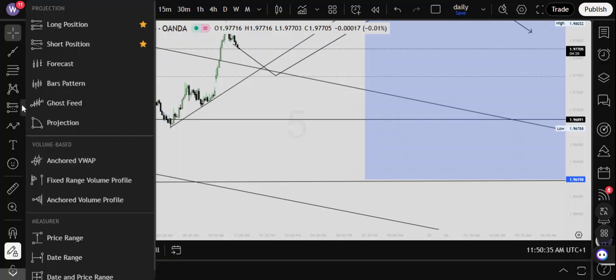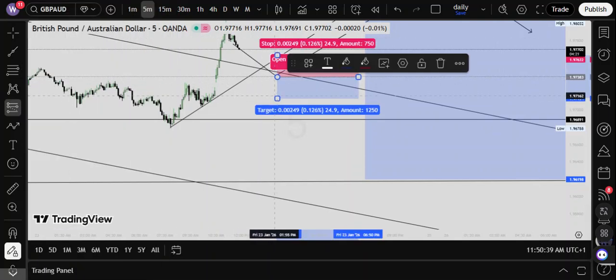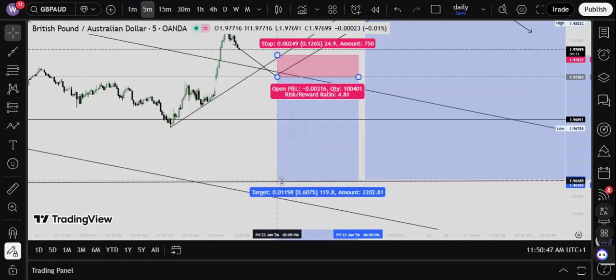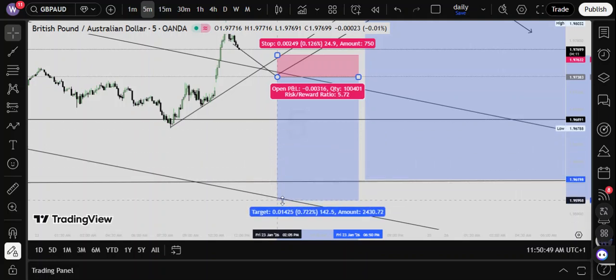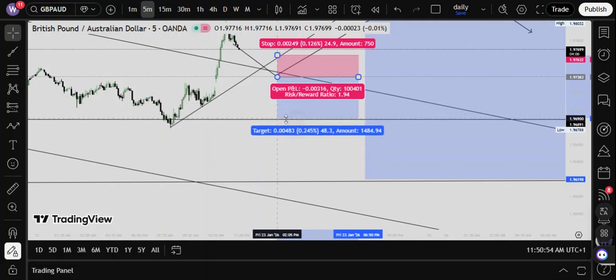That is, if price fails to hold up at the top, we expect price to continue dipping down to the next target. This line is our take profit one, and this line will be our take profit two. I can still extend to take more pips here. So this is how you trade.